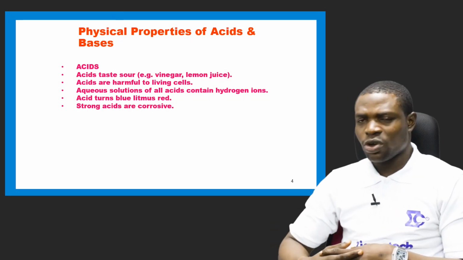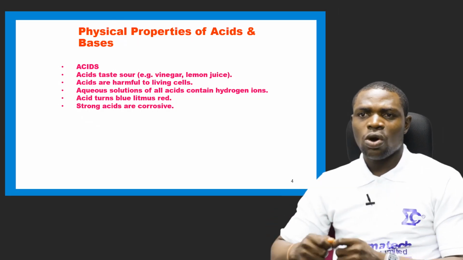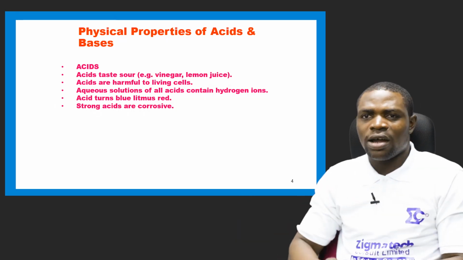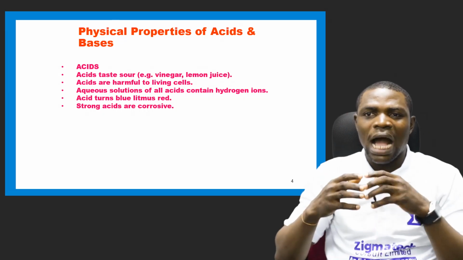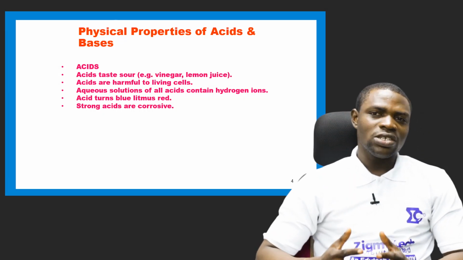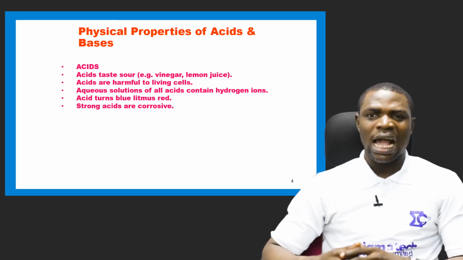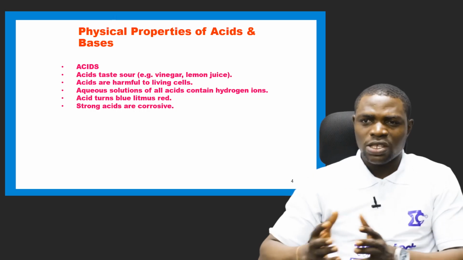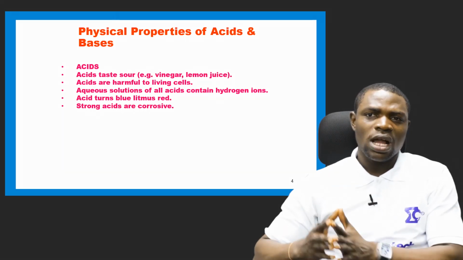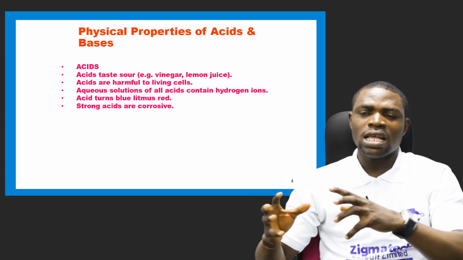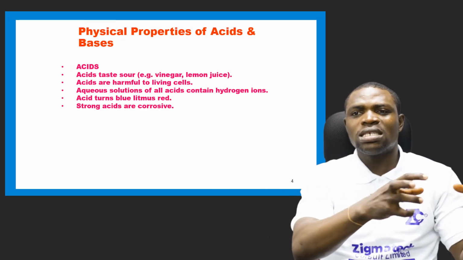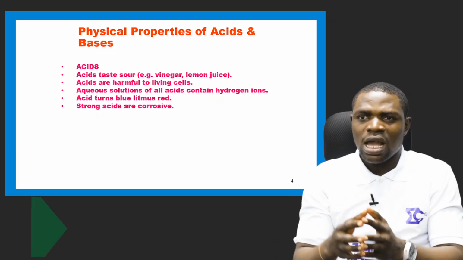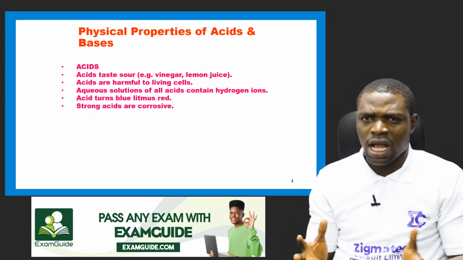Now, acid, let's take for instance lemon juice or vinegar. This has a sour taste. Acids generally have a sour taste. Acids are harmful to living cells, especially concentrated inorganic acids like hydrochloric acid, tetraoxosulfuric acid, or trioxonitrate(V) acid. All these acids are inorganic acids. We should understand that acids are both organic and inorganic. Organic acids are acids that are gotten from raw materials like vinegar and lemon. Those are organic in nature.